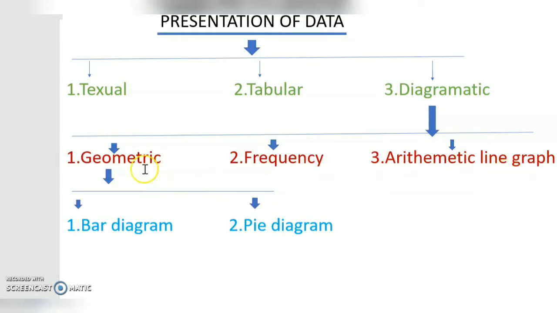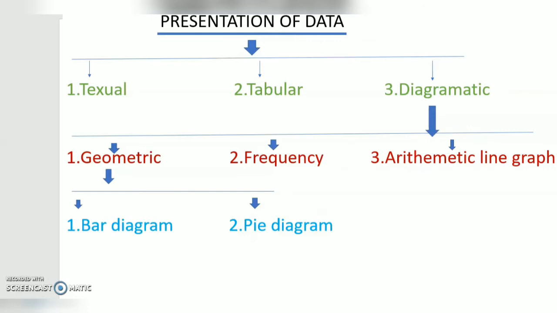graph. Again in geometric diagrams we have to study two types of diagrams, one is bar diagram and the other is pie diagram, and in bar diagram we already covered four types of bar diagram. So all these parts we already covered in the previous video. Actually I was just helping you to recollect the points that we already discussed in the previous video. So in this video we are going to study what is pie diagram.